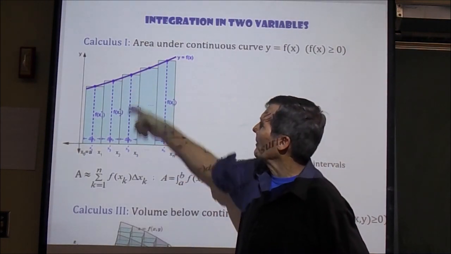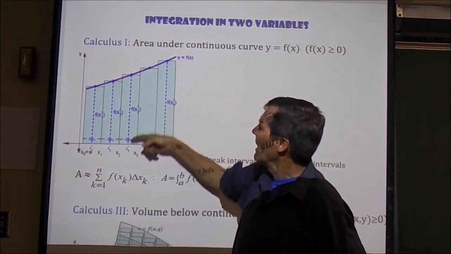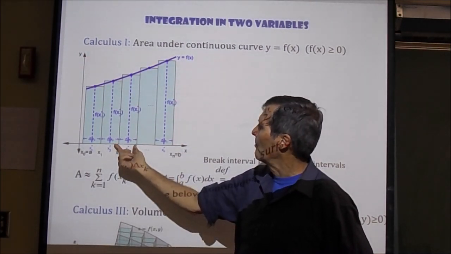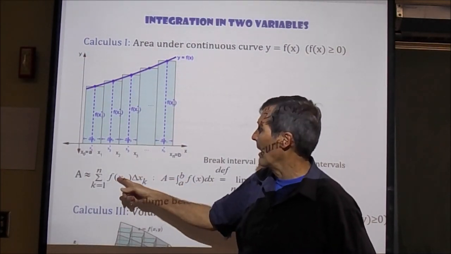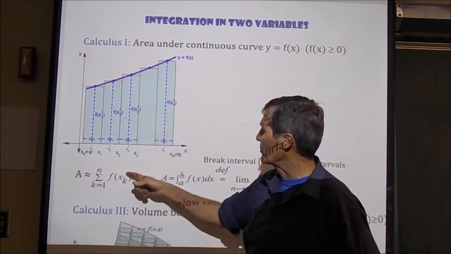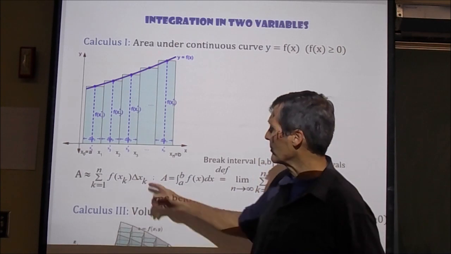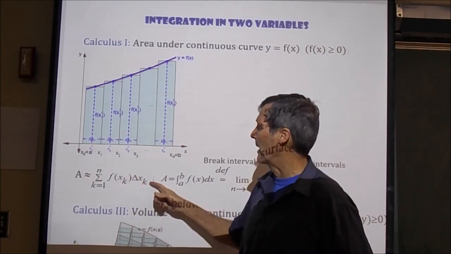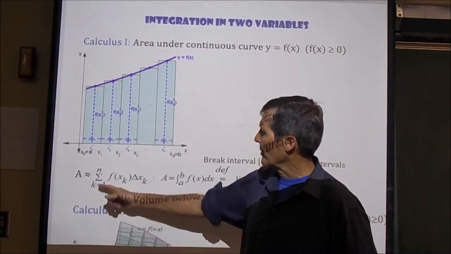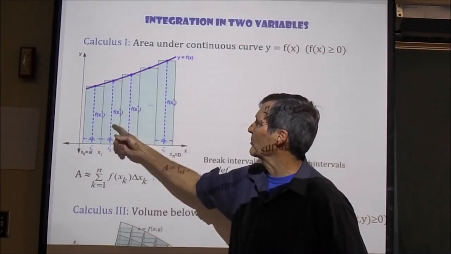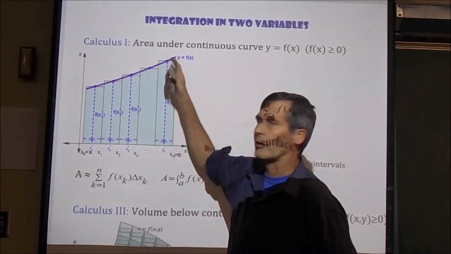And so you take that height for the rectangle, f of xk star, and this width, delta xk, base times width, height times base, let's say f of xk star times delta xk, is the area of the kth rectangle. Then you sum over n rectangles the area of each, and you get the sum of these rectangle areas, estimating the area of the curve.